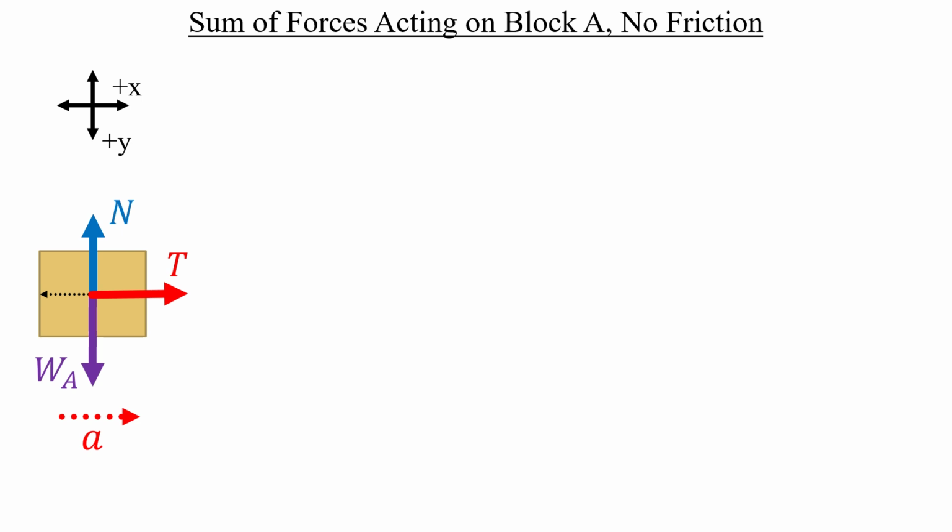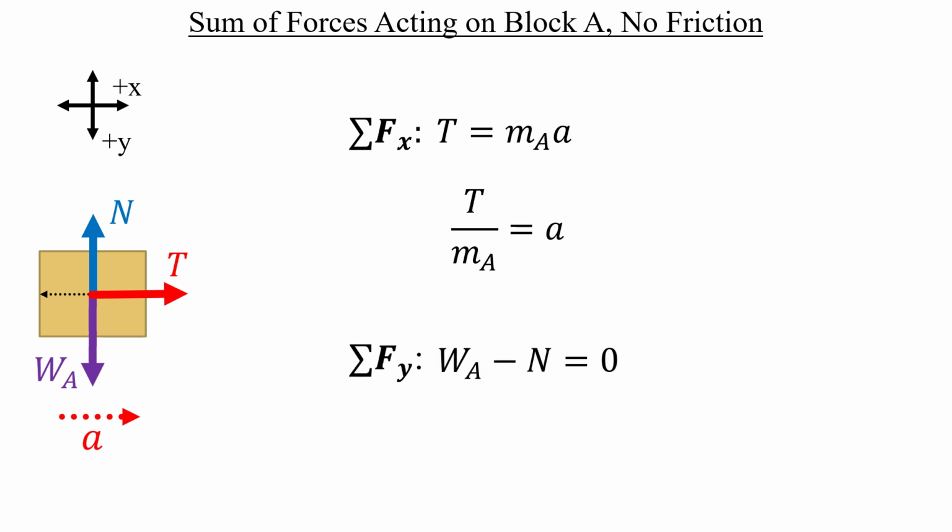There's only tension acting in the x direction for block A, which makes things fairly easy here. Let's divide both sides of this expression by the mass of block A, which will give us an explicit form of the acceleration that we can use a little bit later. The y direction is also pretty simple, since the weight and the normal force balance each other out. We can equate these two, but the result won't be handy until later.